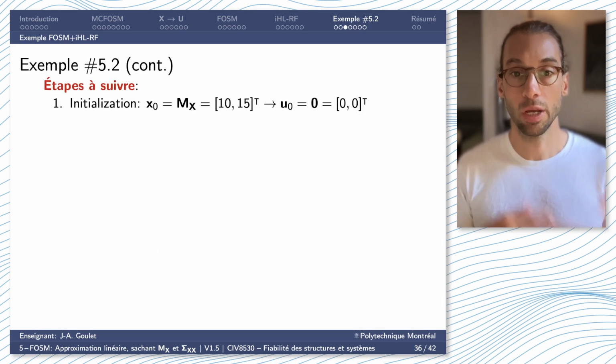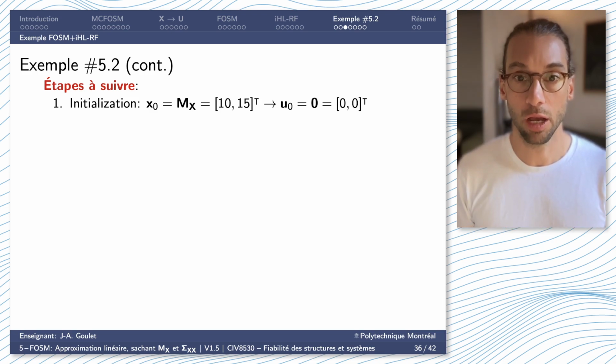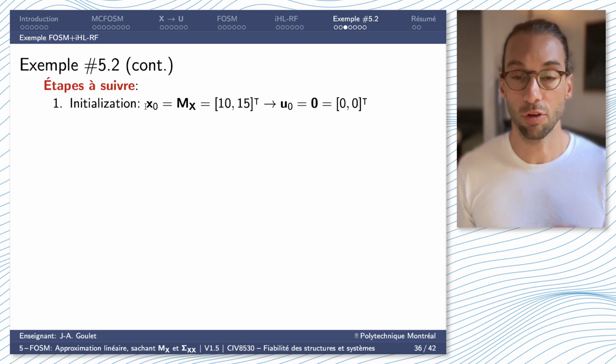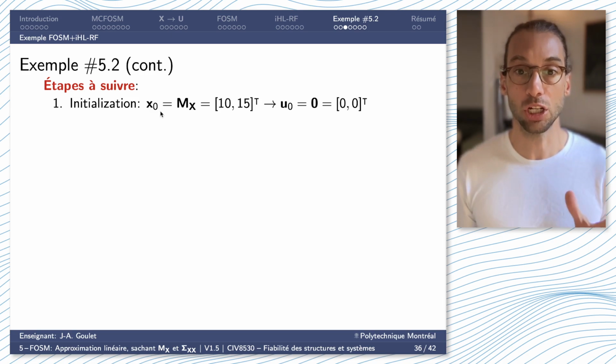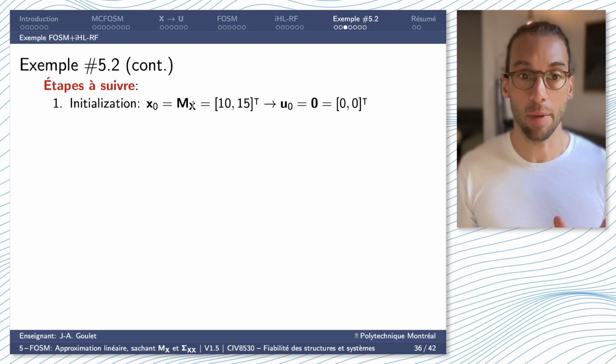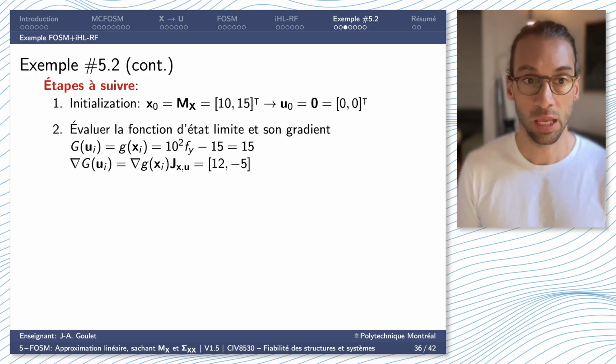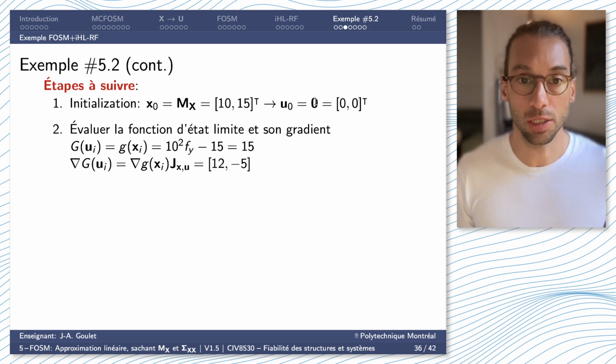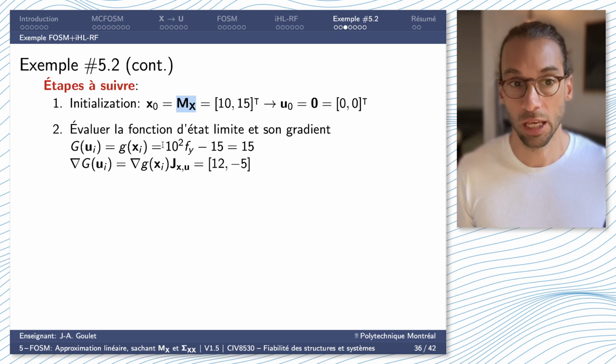So if we want to go into the iHL-RF recursion sequentially, the first step is going to be to initialize the first linearization point. We typically initialize at the mean vector mx. That's going to correspond to the origin in the standard normal space. Then we evaluate g of ui. So we evaluate for the point 0 in the standard normal space. This is mx in the original space. I evaluate g of xi, g of mx. If I evaluate numerically, that's going to give me 15.